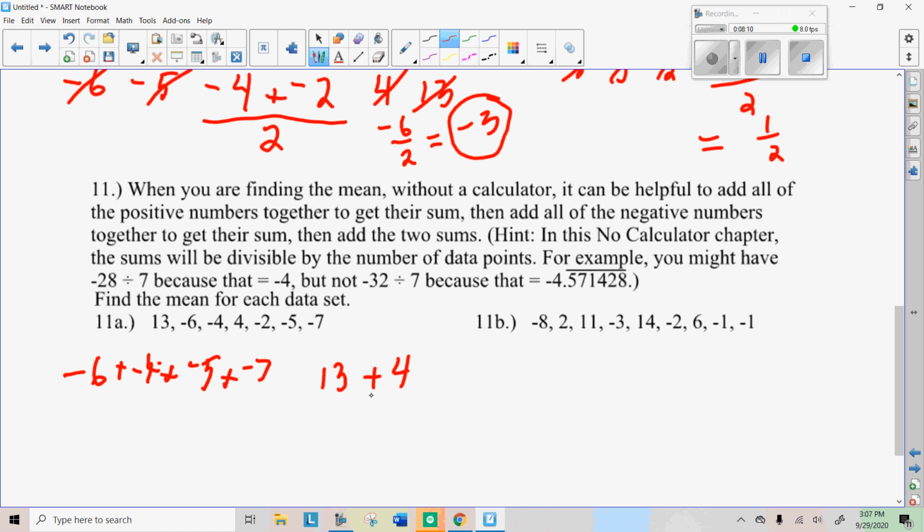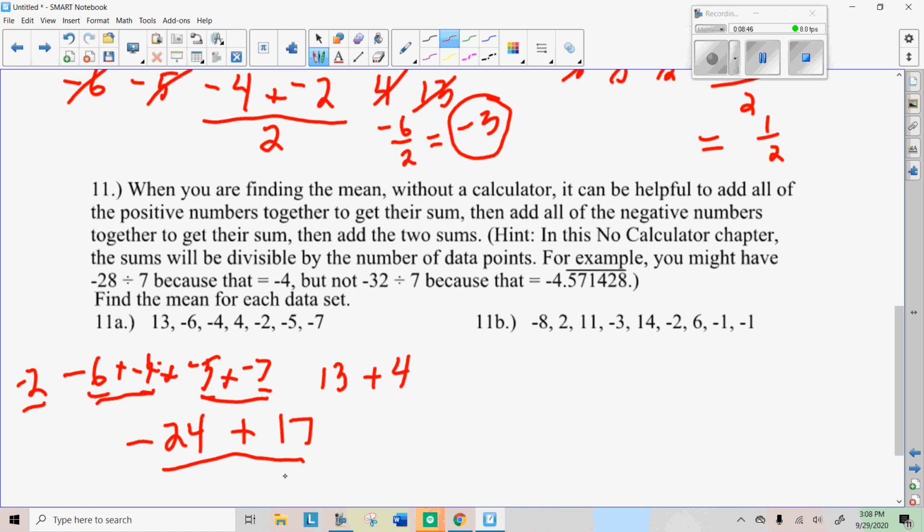Okay, now when I add all these negatives together, 6 and 4 is 10, 5 and 7 is 12. I forgot one of the negatives there, didn't I? Let's see, which one did I forget? -6, -4, -2 I'm missing, so -2. But anyway, so these two add together nice, that's 10. 5 and 7 is 12, and 2 is 14, and 10 is -24. And 13 and 4 is 17.